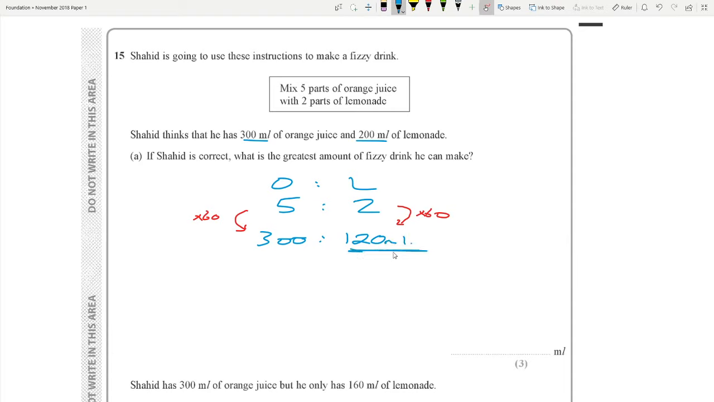Okay, so what's the greatest amount of fizzy drink he can make? Well, it's going to be 300 ml add the 120 milliliters, which is 420 milliliters. So the most that he can make is 420 milliliters of juice. I'll give you a moment just to look at that before we go on to question B. So the final answer there is 420.